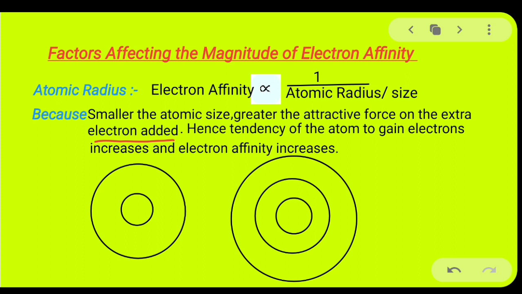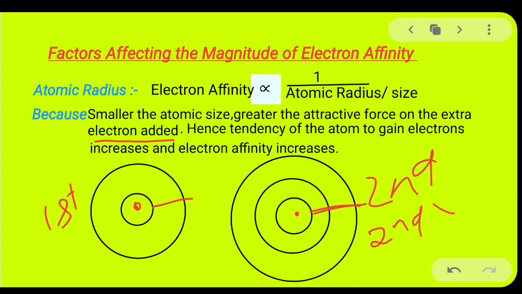Here you can see two atoms. This is the first atom and this is the second atom. The first atom consists of two shells. This is the first shell and this is the second shell. And the second atom consists of three shells. Of course, when the number of shells increases, the atomic size increases. When the atomic size increases, the distance from the nucleus to the outermost shell increases. So the second atom is greater than the first atom. So, the atomic size of the second atom is greater than the first atom.